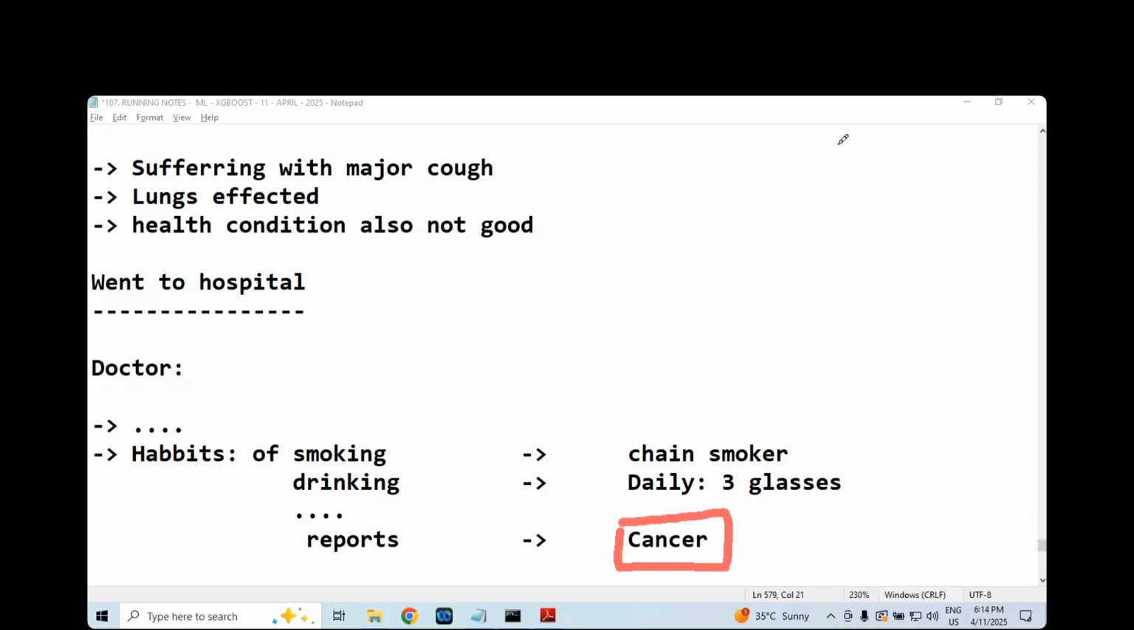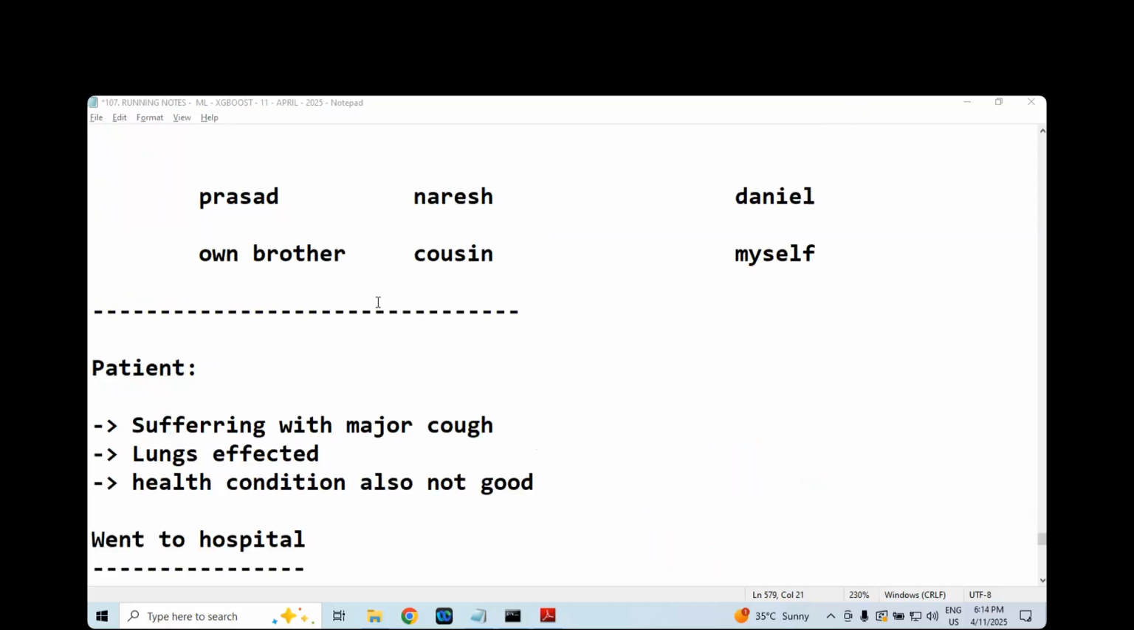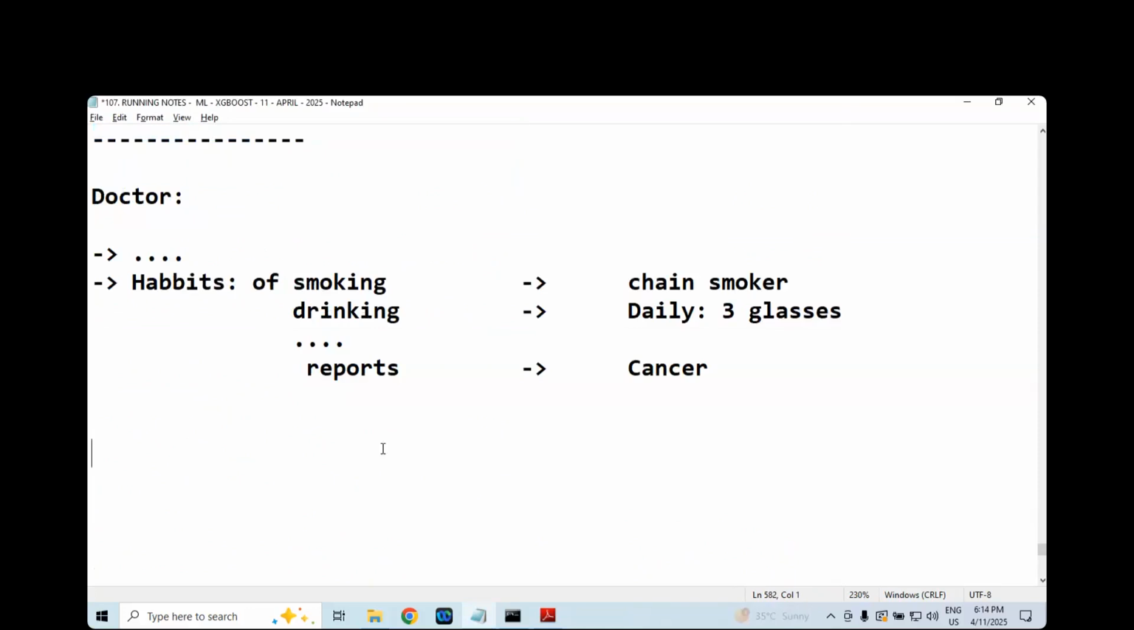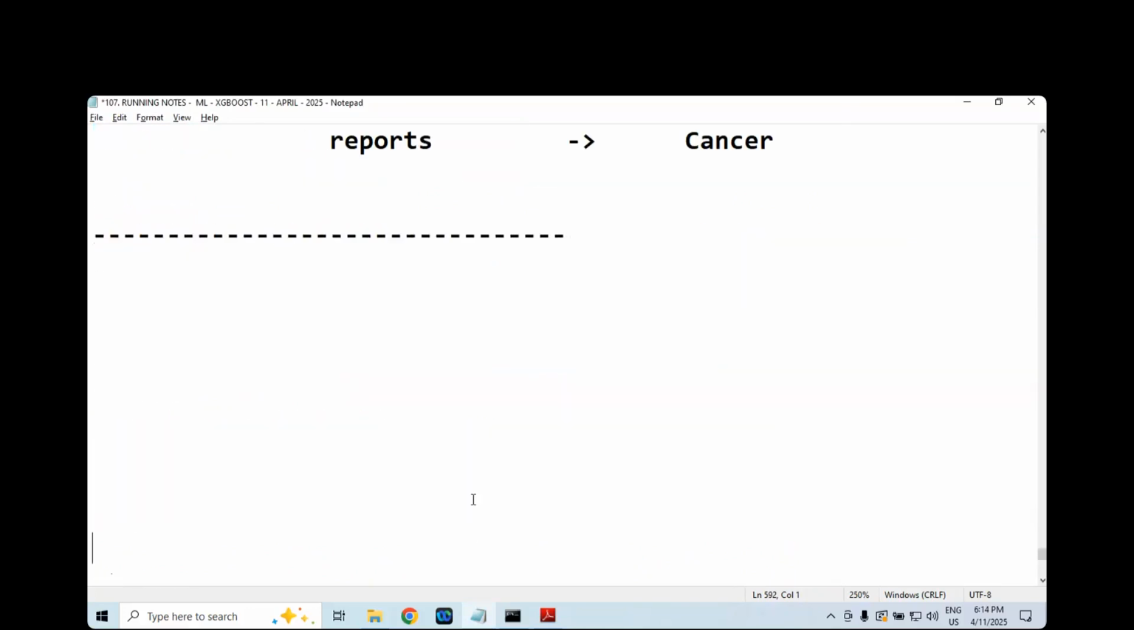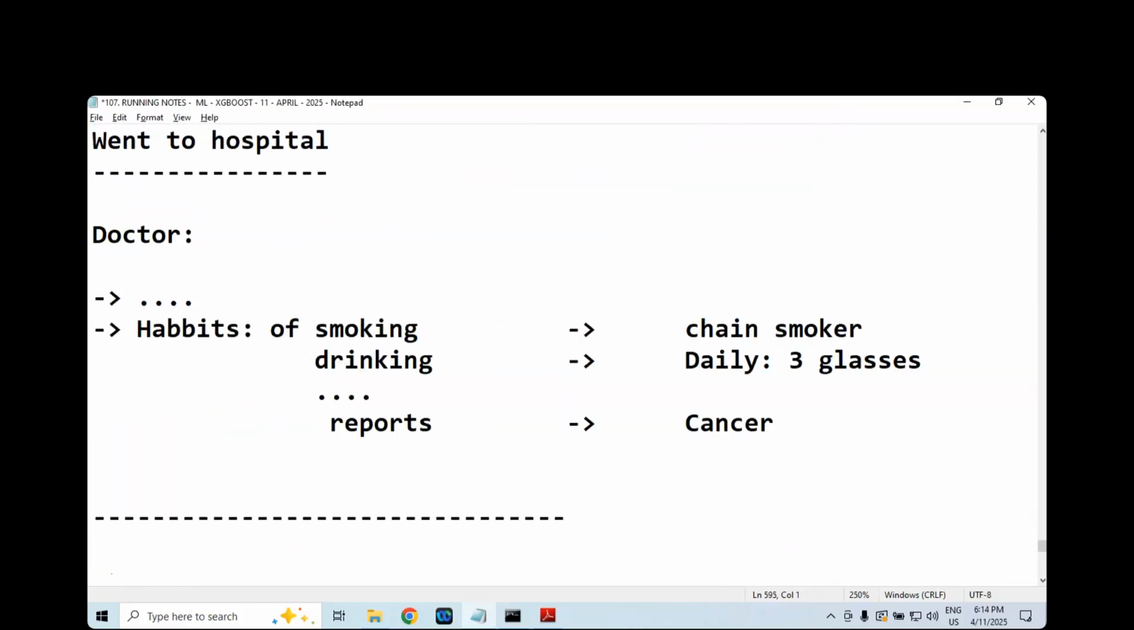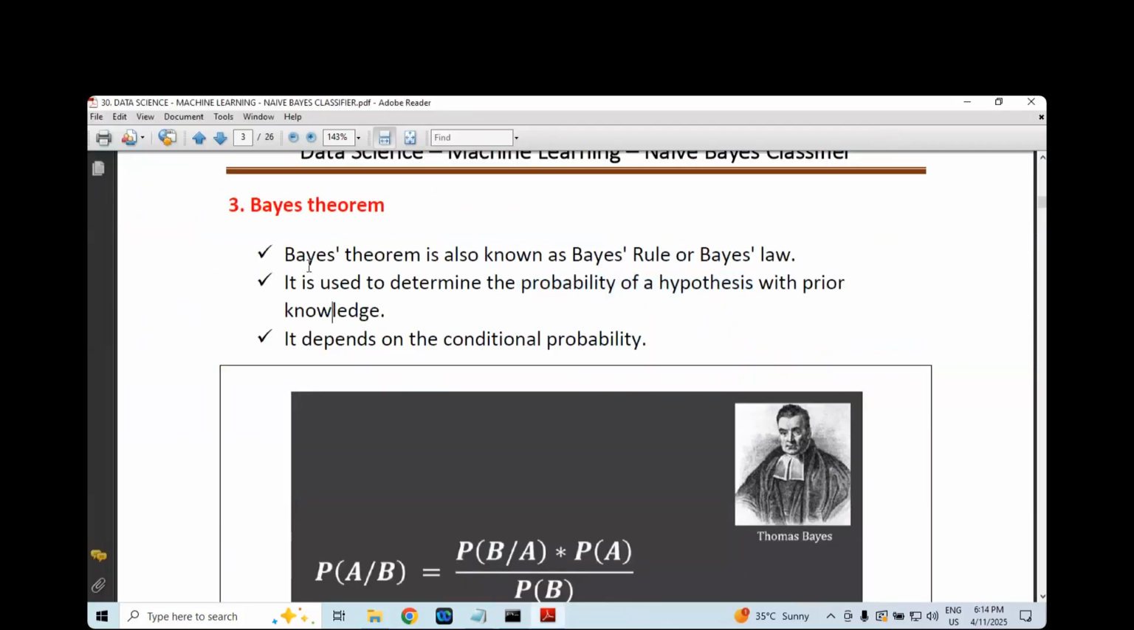Now read the definition, you will get an idea. These are all proposed explanations. Now move on. Sir, Bayes theorem is also known as Bayes rule or Bayes law. It is used to determine the probability of a hypothesis with what exactly? Prior knowledge. If a doctor wanted to confirm something, he will ask some questions. Why? He wanted to capture what exactly happened. You only know actually. Prior knowledge is required.